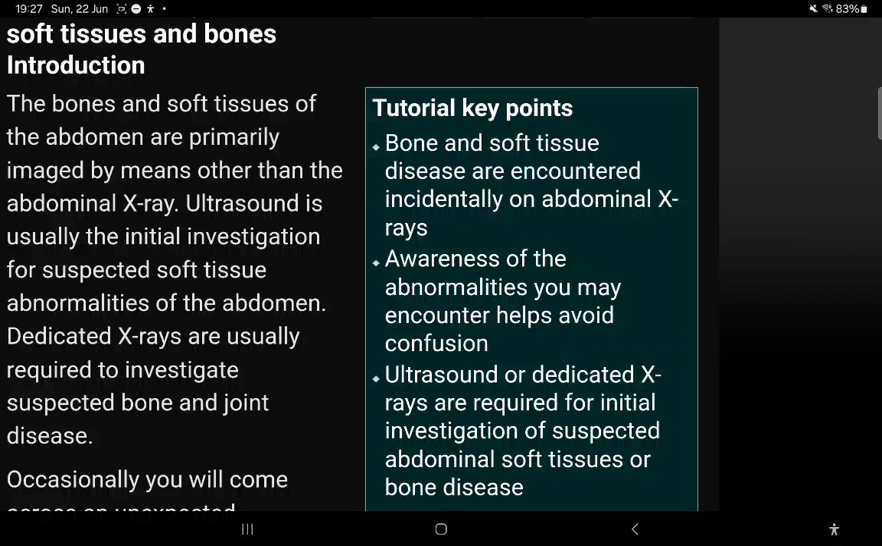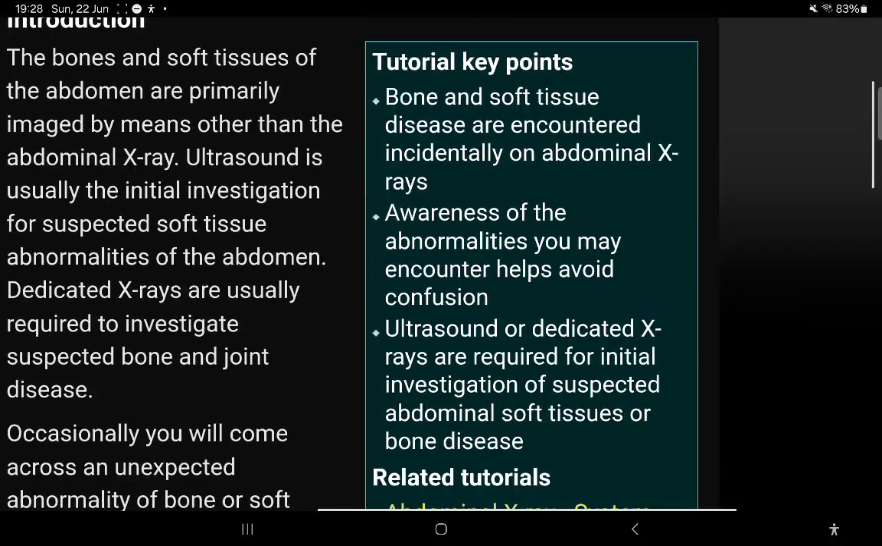Soft tissue and bones. Introduction: the bones and soft tissues of the abdomen are primarily imaged by means other than abdominal X-rays. Because X-ray is better to image the calcifications and bones, ultrasound is usually the initial investigation for suspected soft tissue abnormalities of the abdomen. Dedicated X-rays are usually required to investigate suspected bone and joint disease.